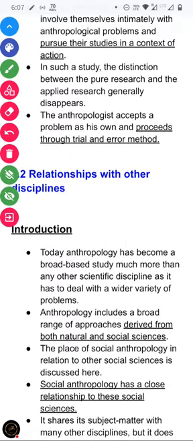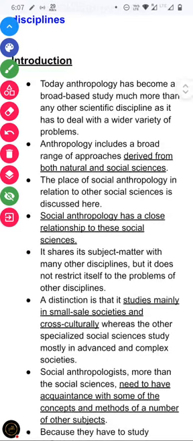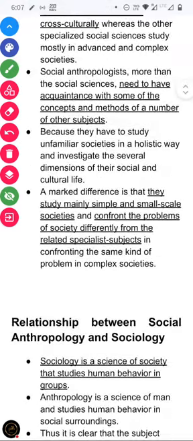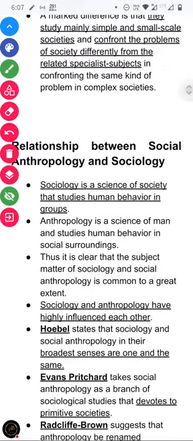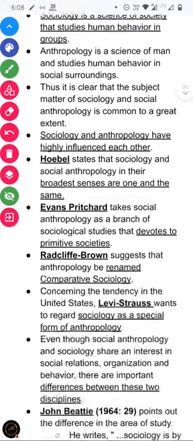The next chapter will be relationship with other disciplines. What is this? The relations of anthropology with other disciplines. Here is the introductory part of the syllabus, so we cannot go in detail. You can see the relationship between social anthropology and sociology. What are the differences and similarities between social anthropology and sociology? So you can read this.